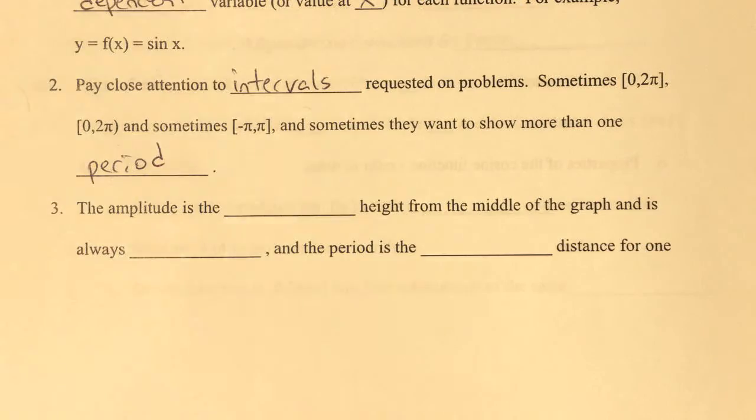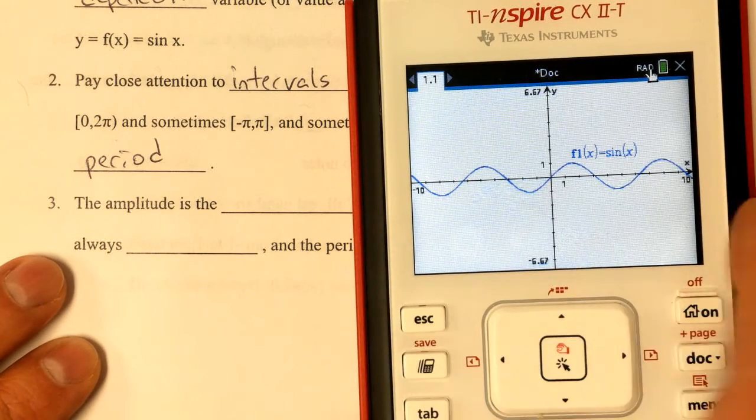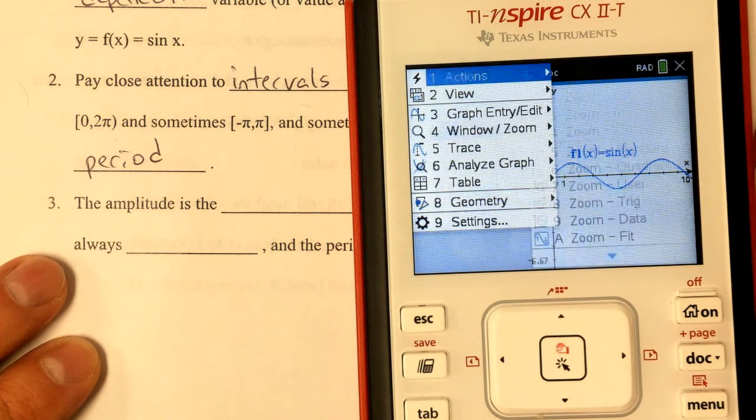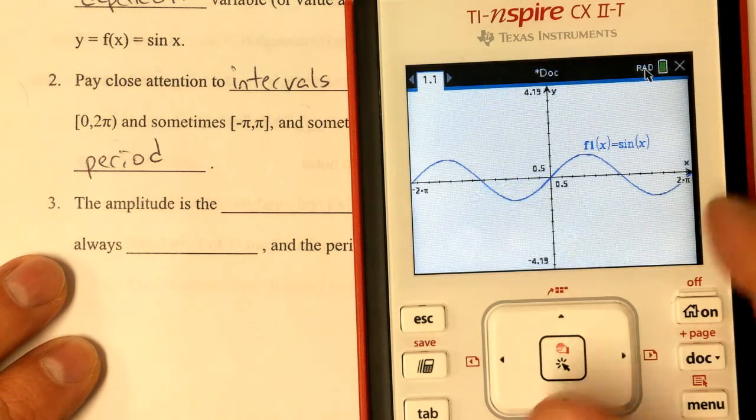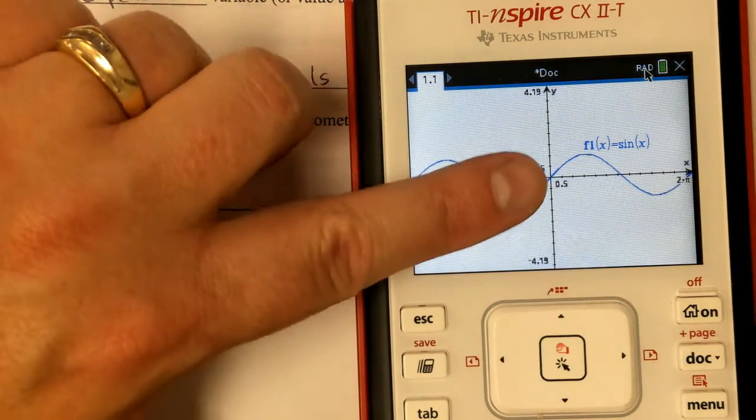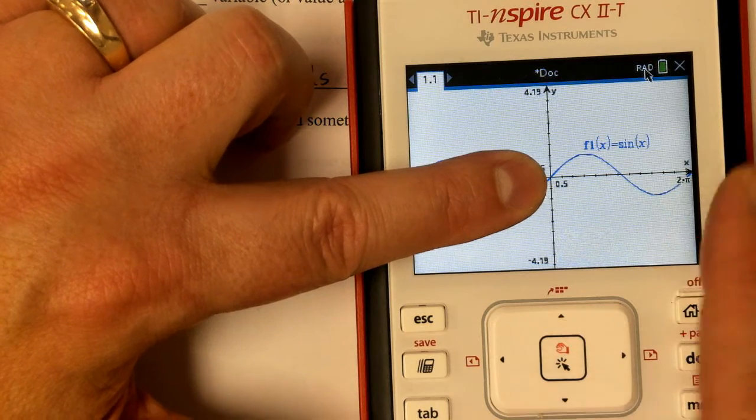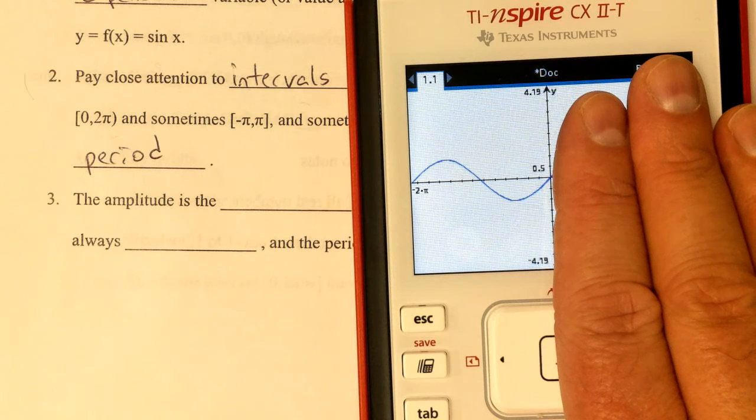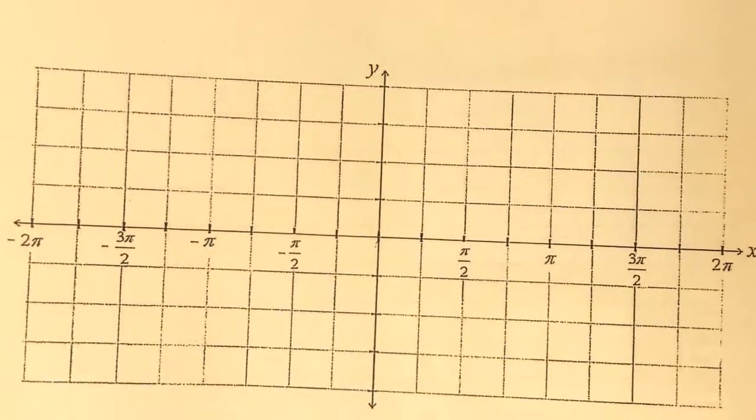The default on the trig window is to show 2 periods worth. For example, if I go to Menu, Window, and then trig, which is 8. Think of 0 to 2 pi is one period, and think of negative 2 pi to 0 as another period. So that's the default, and that's how your trig graph paper is, from negative 2 pi to 2 pi.